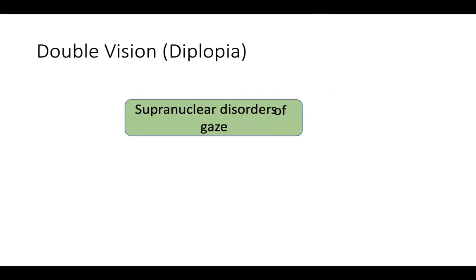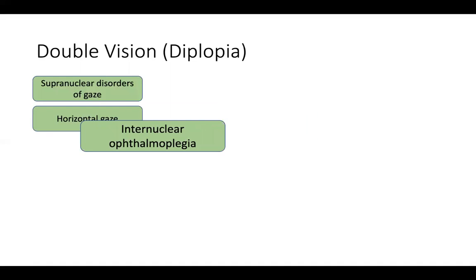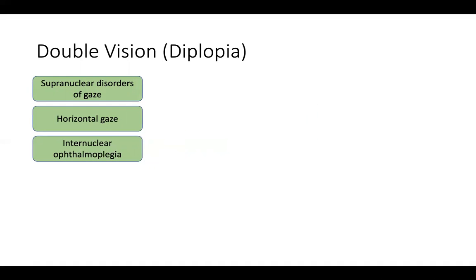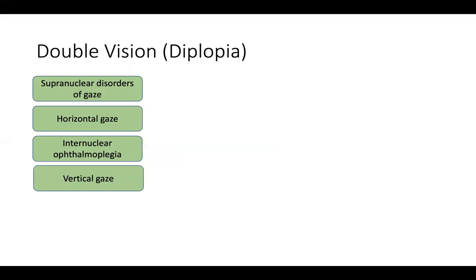In this set of slides, we will discuss 5 etiologies, namely supranuclear disorders of gaze, horizontal gaze, internuclear ophthalmoplegia, vertical gaze, and Parinaud syndrome.